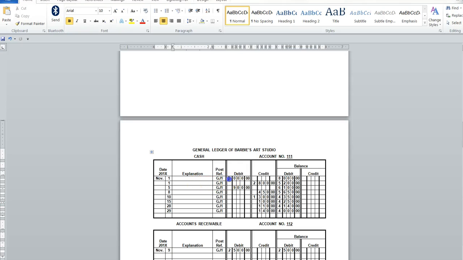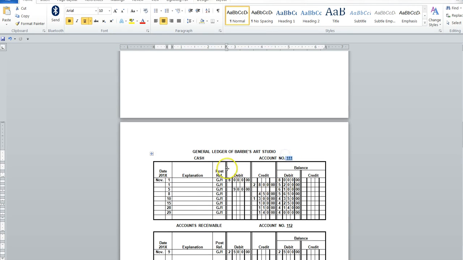But that $8,000 we said has to be debited to the cash account. Where did it come from? General Journal page 1, so you would have to type or write that in. And what date did it occur? On November 1st. And where did it come from? General Journal page 1. What did that $8,000 do to the cash account? It added to it, so therefore it establishes a balance. Now that's account number 111.